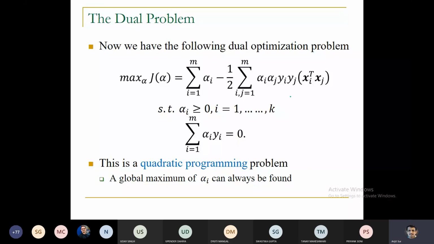So a global maximum of alpha_i can always be found. So we can use this alpha_i in this particular problem, because we have to find the minimum of this, so we have to put in the dual formulation. So max over alpha of J(alpha), so this is the maximum. This is the dual formulation. This is the quadratic programming problem, and a global maximum of alpha_i can always be found from this.